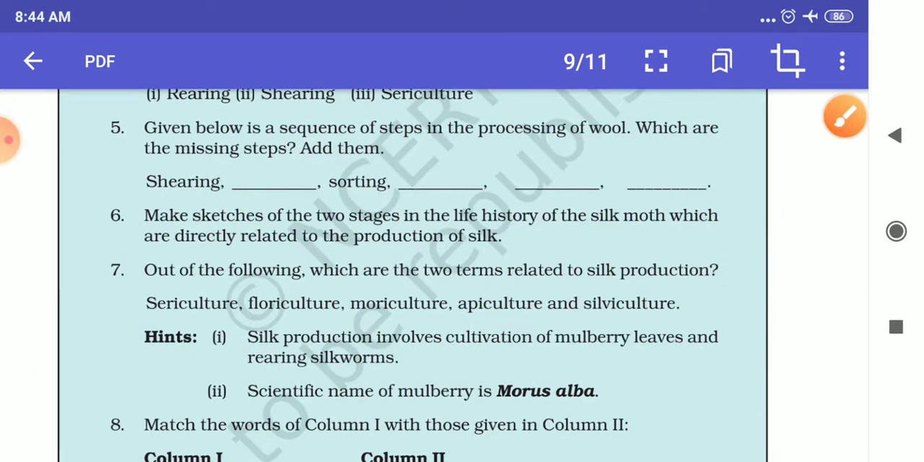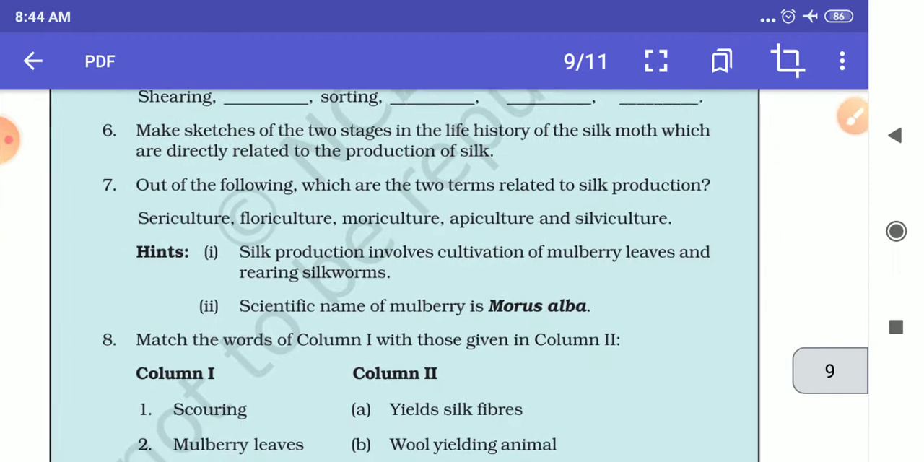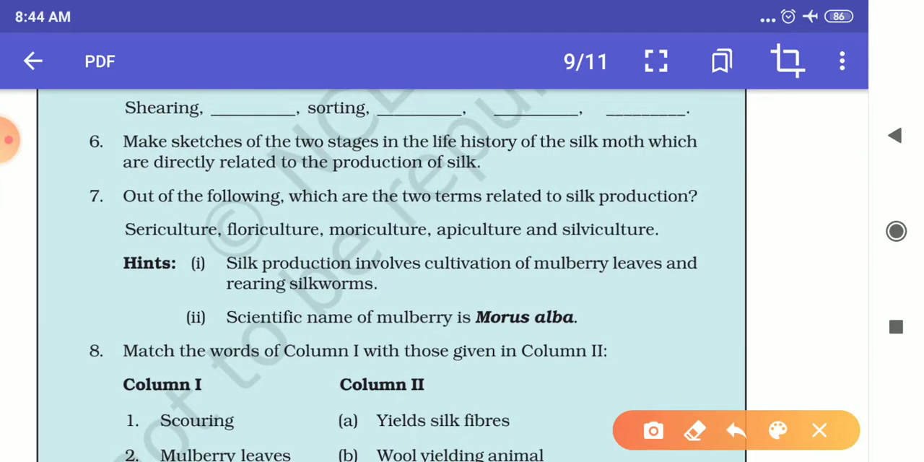The next question is question number 6. You have to make some sketches. Make sketches of the two stages in the life history of the silk moth which are directly related to the production of silk. For the production of silk, what we need? The first sketch, two stages. How many stages are there for the life cycle of a silk moth?